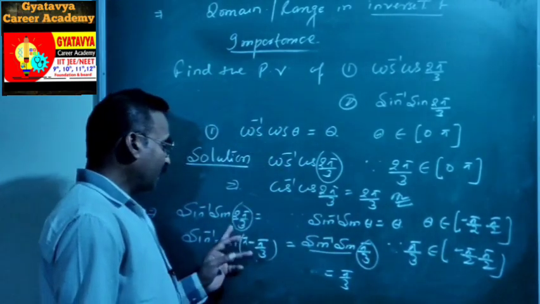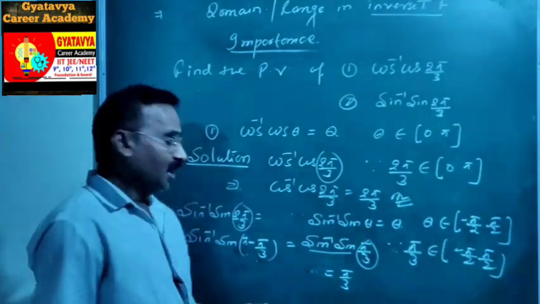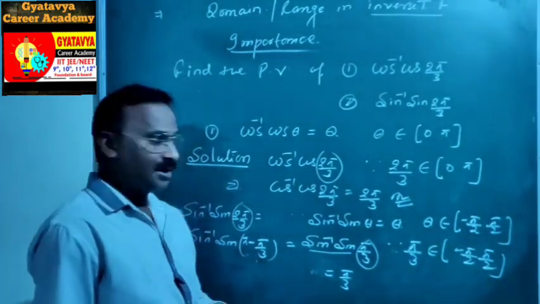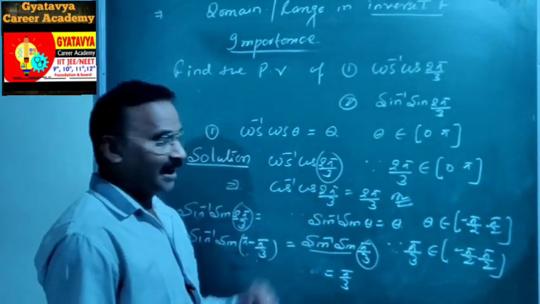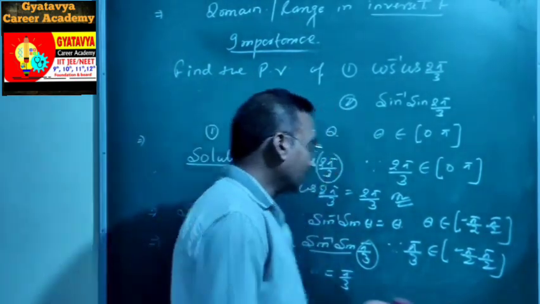So we can write 2 pi by 3 as pi minus pi by 3, and sine of pi minus theta is equal to sine theta. So this is sine inverse sine pi by 3, and pi by 3 belongs to minus 90 to plus 90. So this is your answer. Okay.